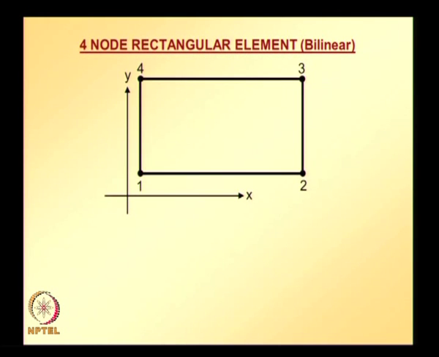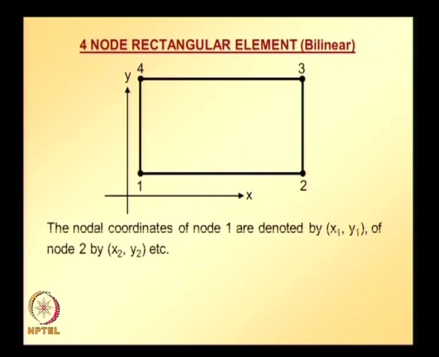So now let us take a 4-node rectangular element. A 4-node rectangular element is shown in the figure. The coordinates of node 1 are denoted by x1 y1 and of node 2 are denoted by x2 y2, similarly node 3, node 4 etc.